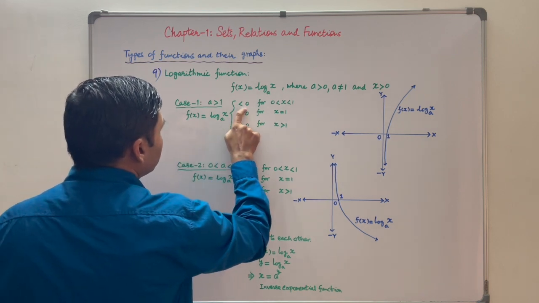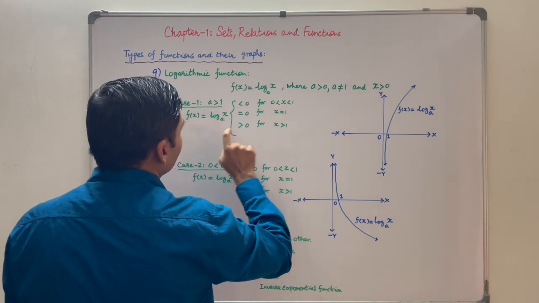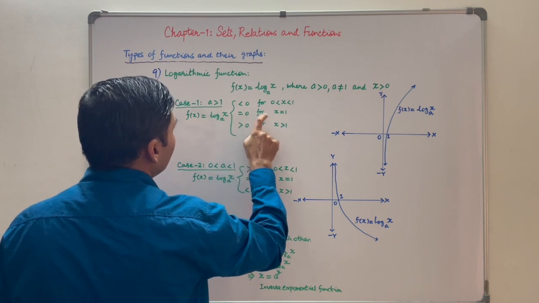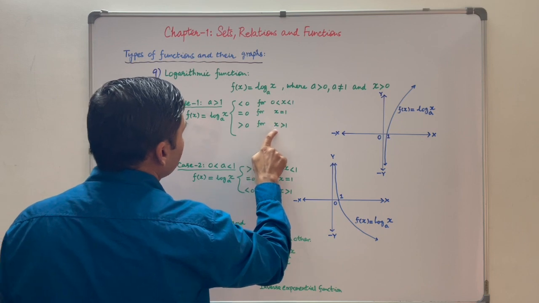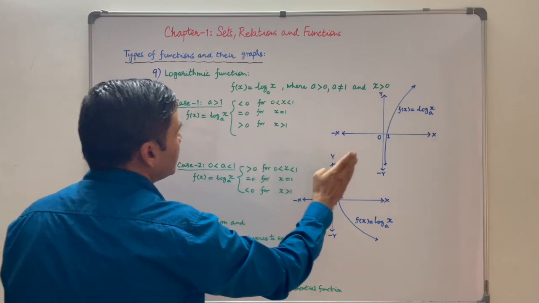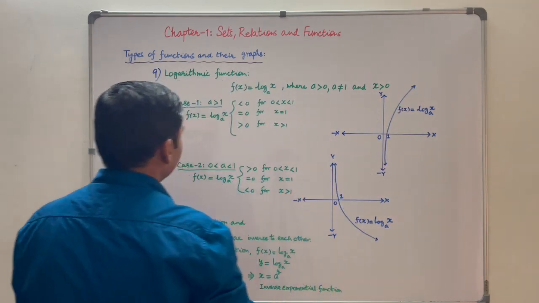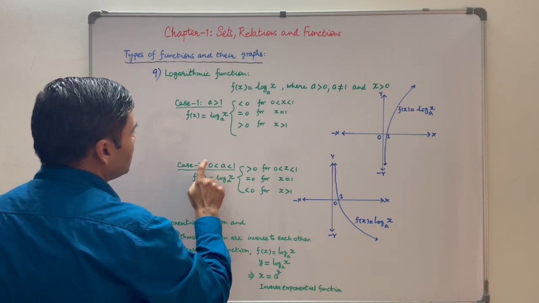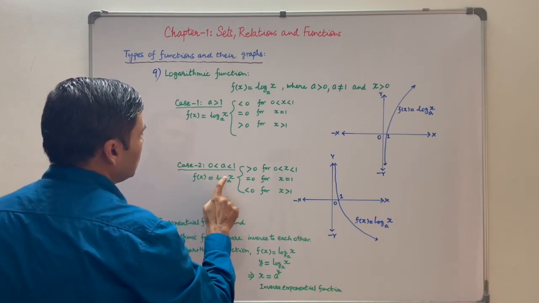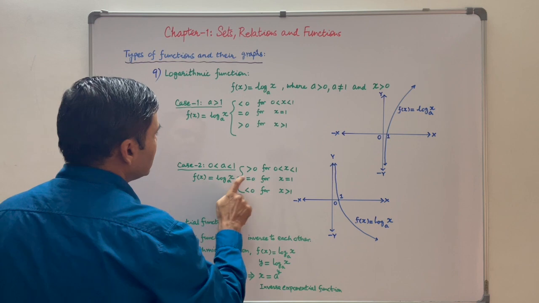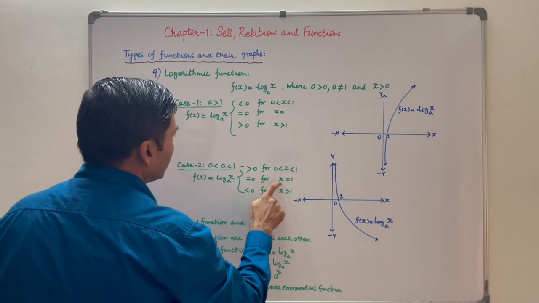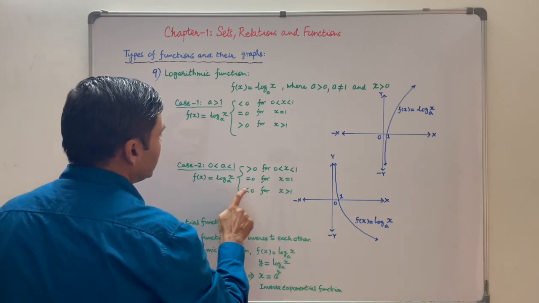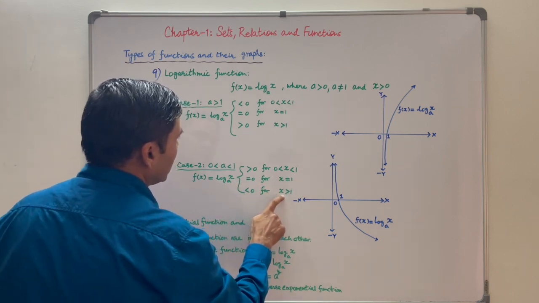It is negative when x lies between 0 to 1. It is equal to 0 when x is equal to 1. And it is positive for x greater than 1. And its graph is like this. Case 2, when a lies between 0 to 1, f(x) is equal to log x base a. It is positive for x lying between 0 to 1. It is 0 for x equal to 1, and it is negative for x greater than 1, and its graph is like this.